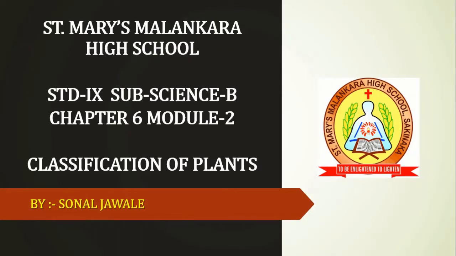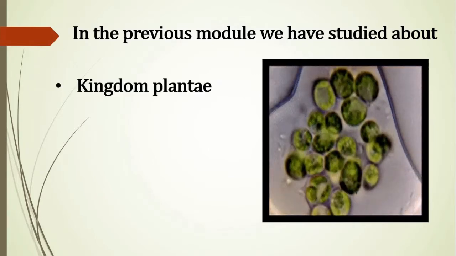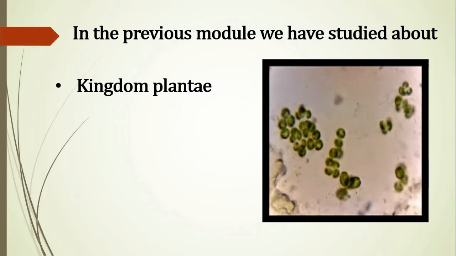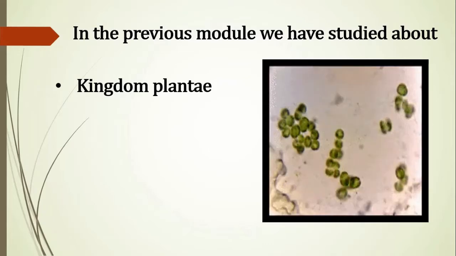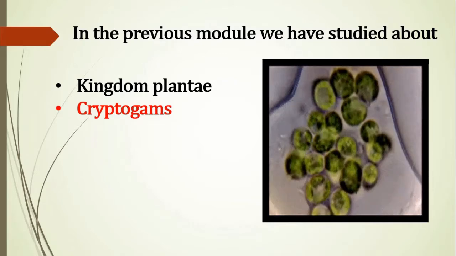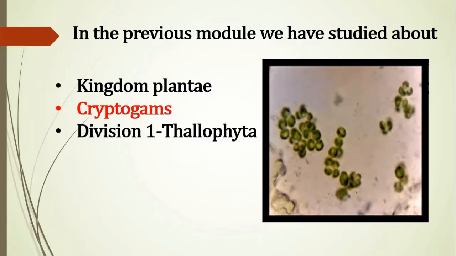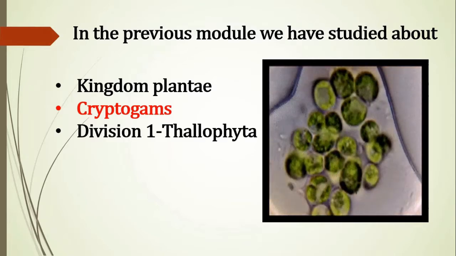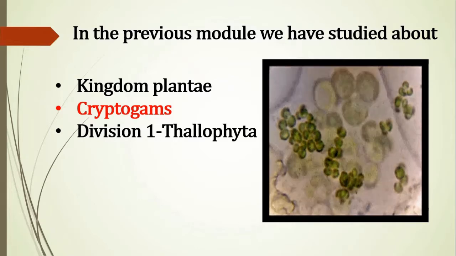Understand Chapter 6, Classification of Plants, Module 2. In the previous module, we have studied about Kingdom Plantae. Kingdom Plantae is classified into Cryptogams and Phanerogams. Cryptogams are the plants that have no true flowers or seeds. Cryptogams are further classified into Thallophyta, Bryophyta and Pteridophyta.